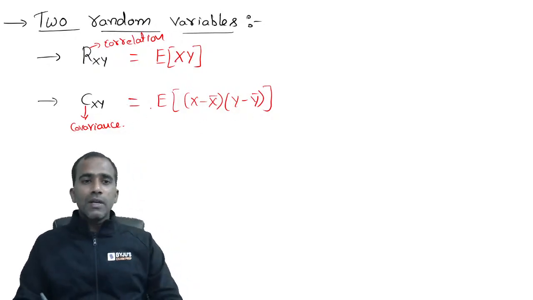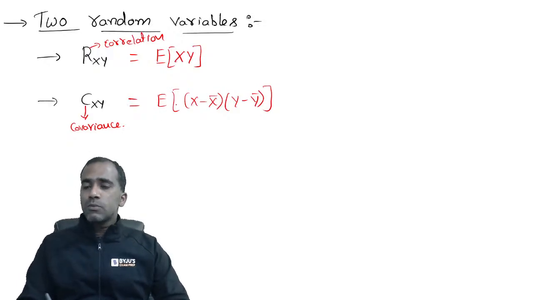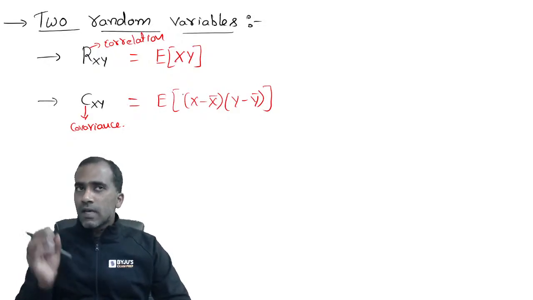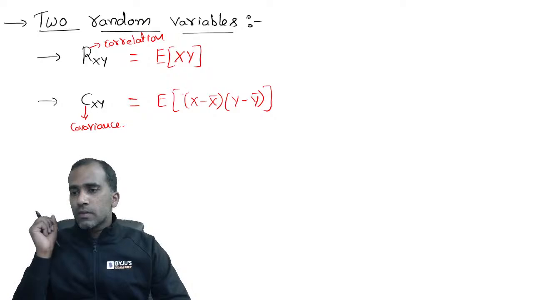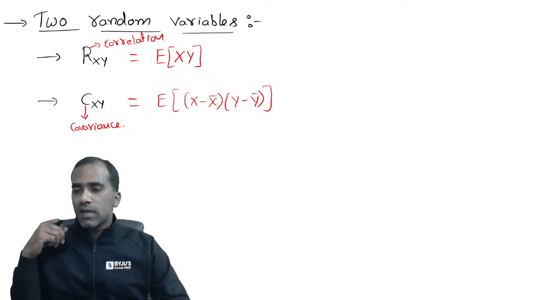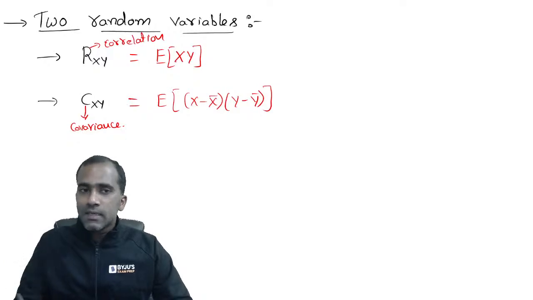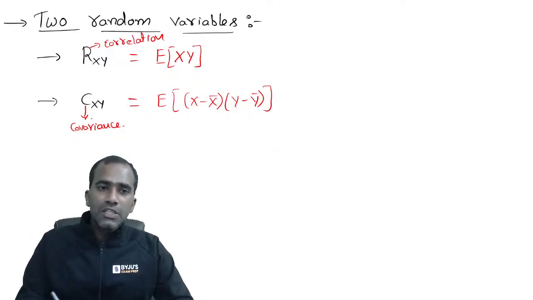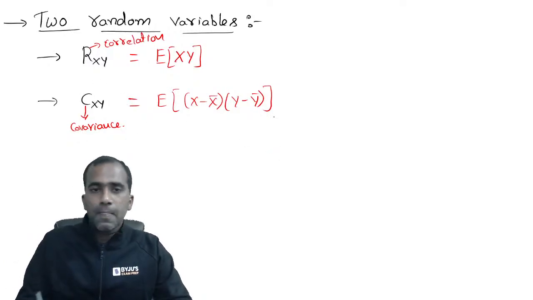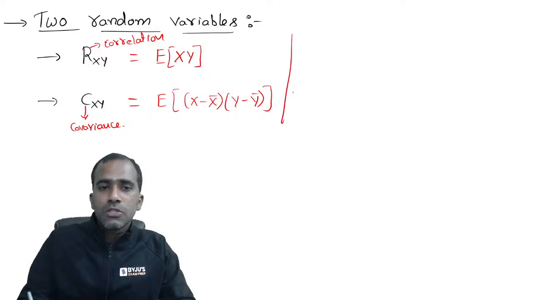So what is the importance of these two moments? These moments will give us the relation between two random variables. How much related are they? How much relation is there between two random variables? That is given by this correlation and covariance. And how about the relation between these two, Cxy and Rxy?